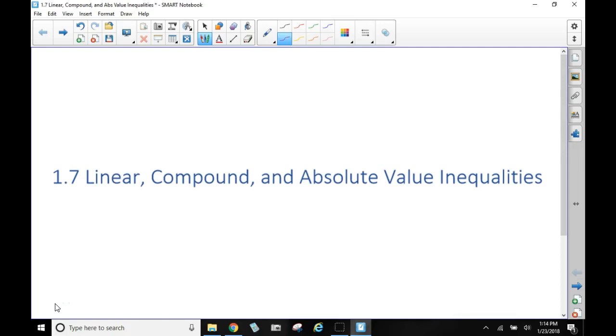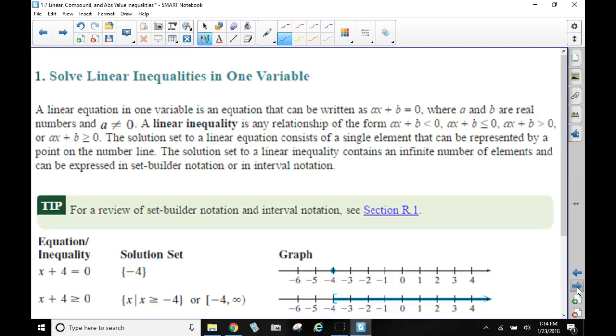All right, so today is the last section in Chapter 1. It's 1.7. We're going to be looking at the solutions to linear, compound, and absolute value inequalities. So, first of all, we have inequalities and we have equations. So far we've looked at equations.